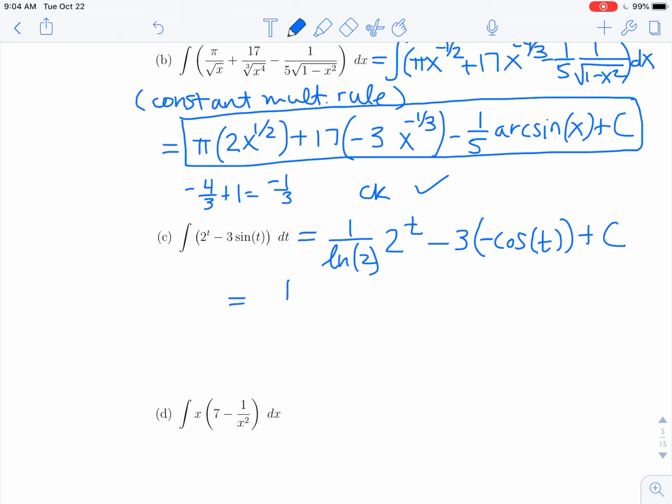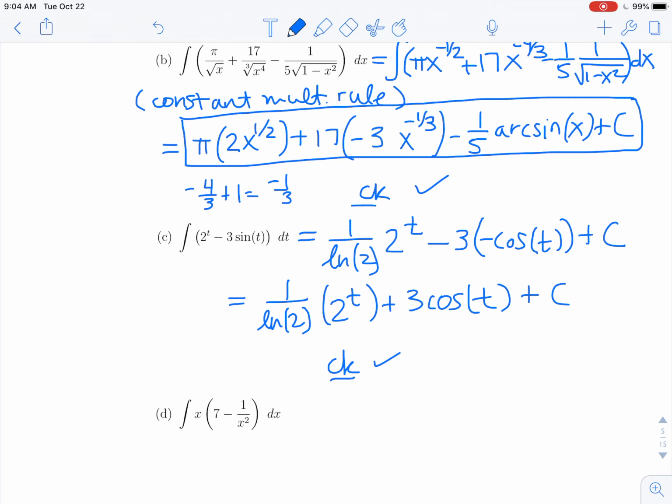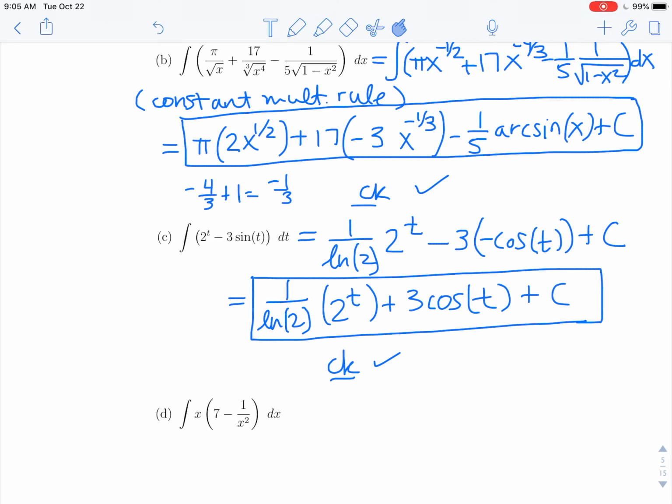And so this is the same thing as 1 over natural log of 2 times 2 to the t plus 3 cosine of t, and then plus c. And again, at least in your head, you should double check that you get what you're supposed to when you take the derivative. Be extra careful when you're anti-differentiating or doing the indefinite integral of a sine or a cosine. So that's part C.